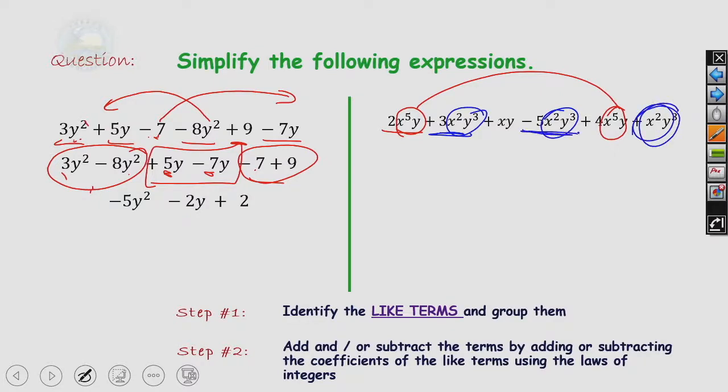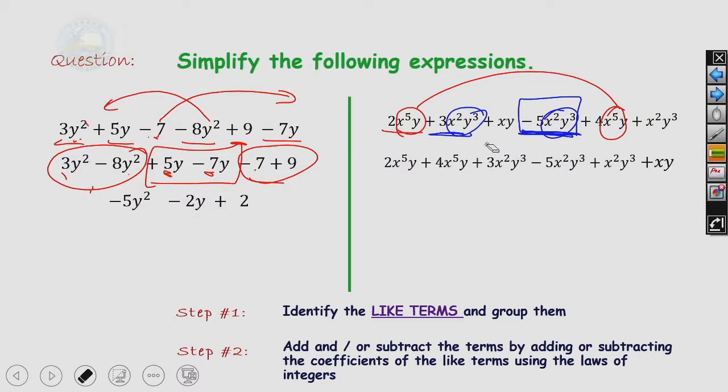Remember, when we are moving them, we need to move them with their signs. So this term here is negative 5x squared y cubed. We are grouping these terms together. What is that going to give us when we group our like terms together? This is what we get. All the terms in x fifth y are together. All the terms in x squared y cubed are also together. And then we have this solitary term here in xy. There's nothing to group that with, so we shall keep writing that as we come down in our working.